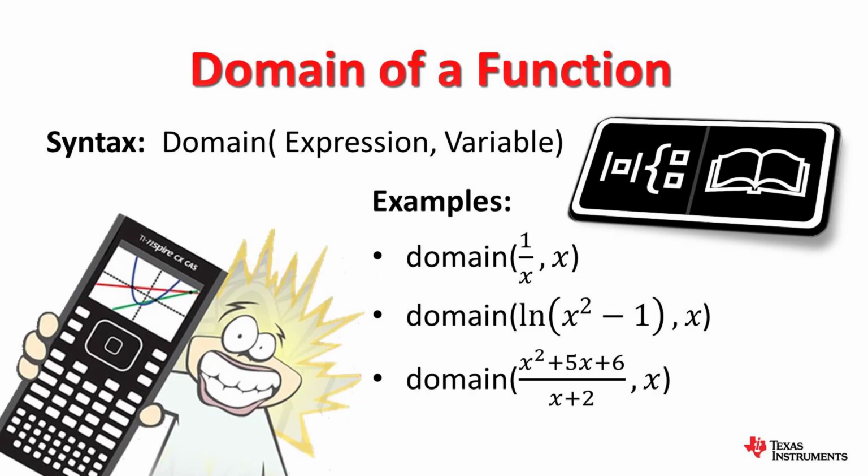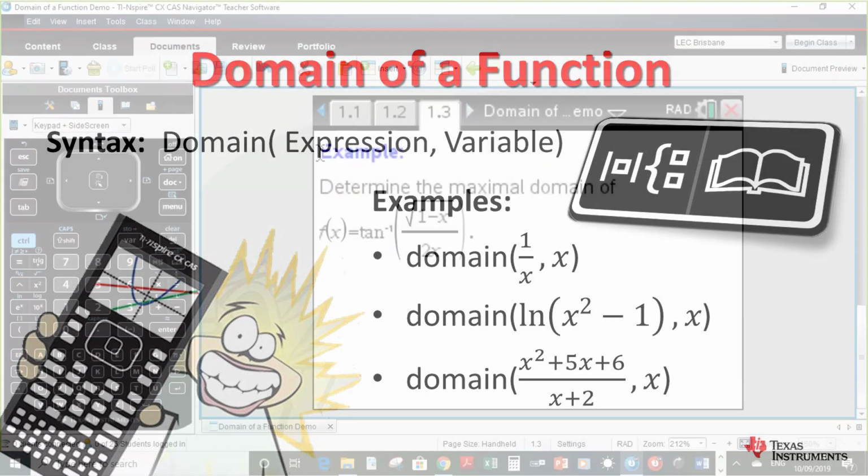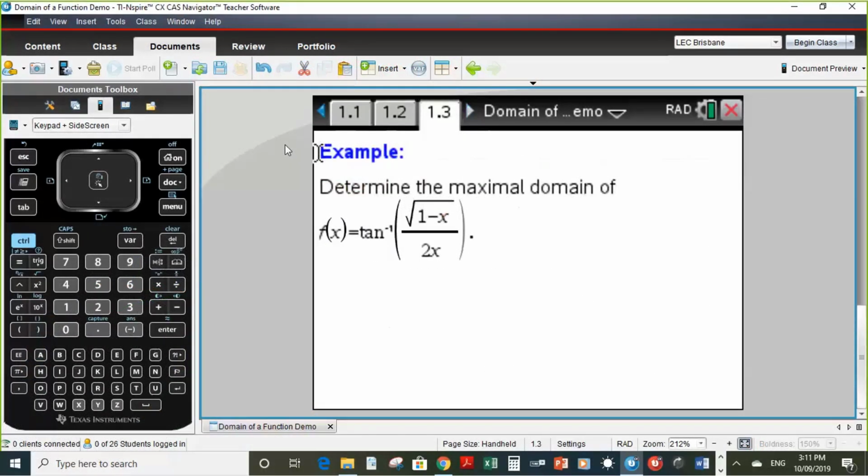So let's put this into practice. I'm using in this video the notes application, and what I'm showing here can also be used using the calculator application. And so the question here is determine the maximal domain of the function f of x equals the inverse tan of the square root of 1 minus x over 2x.